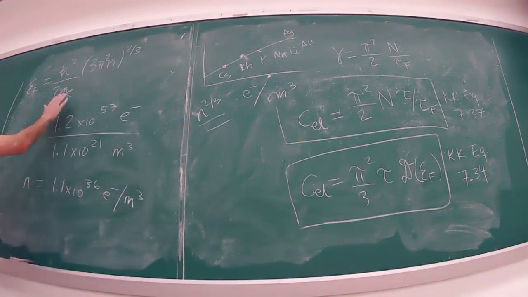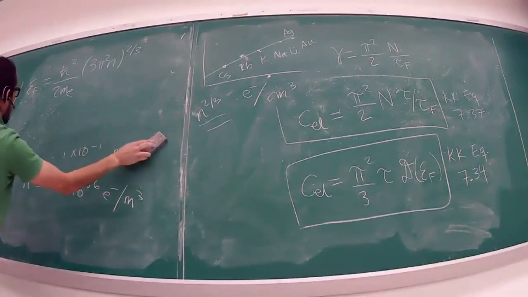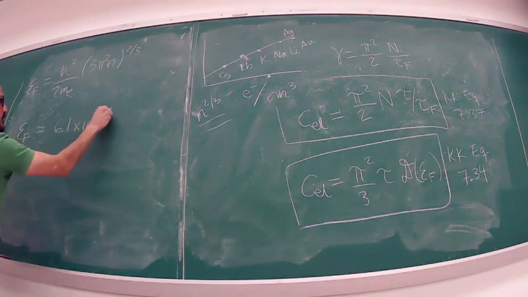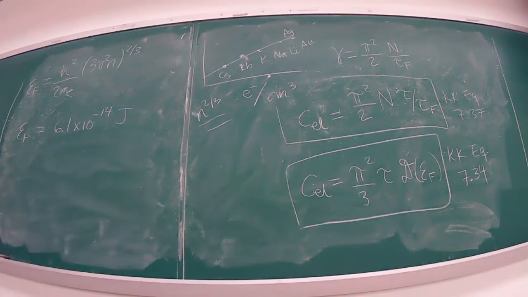So, you know, plugging that in there, we already know what is the mass of the electron, what is h bar squared, the Fermi energy of a white dwarf is 6.1 times 10 to the negative 14 joules. We divide by Boltzmann's constant. And so we get that the conventional Fermi temperature of the white dwarf is 4.5 times 10 to the 9 Kelvin. So the observed temperature of a white dwarf is of the order of 1 times 10 to the 7 Kelvin.